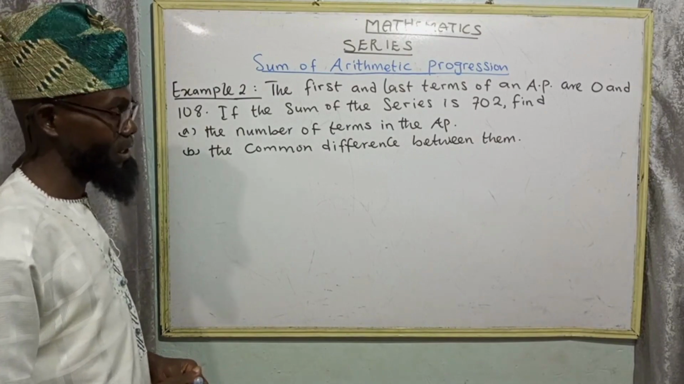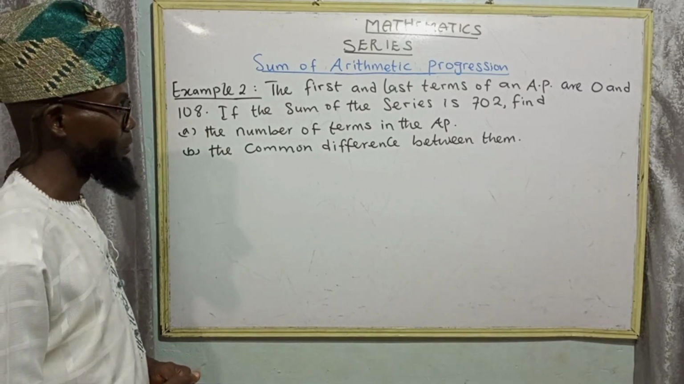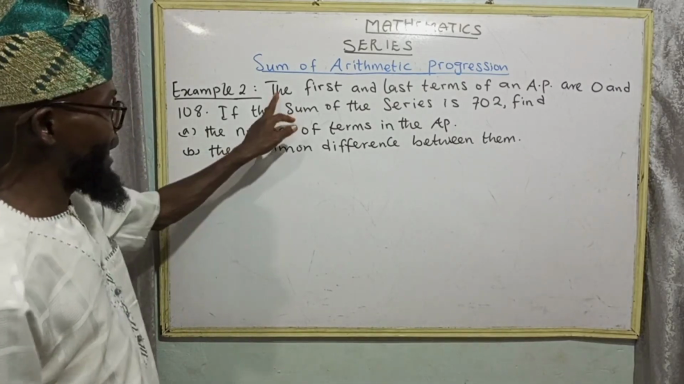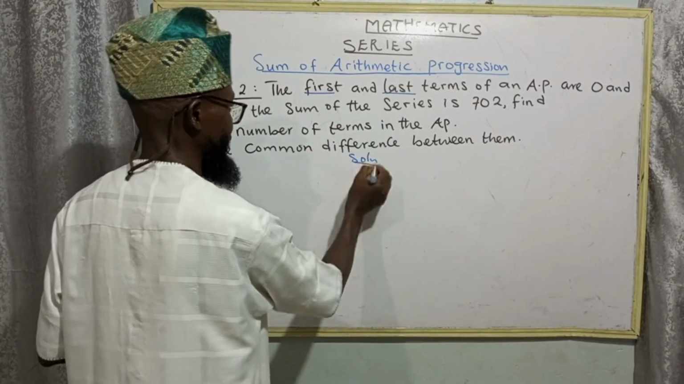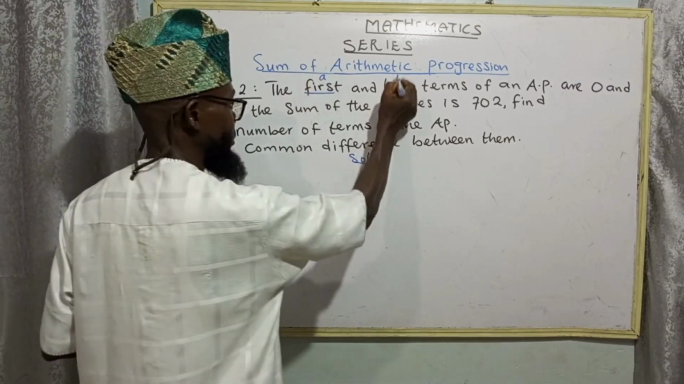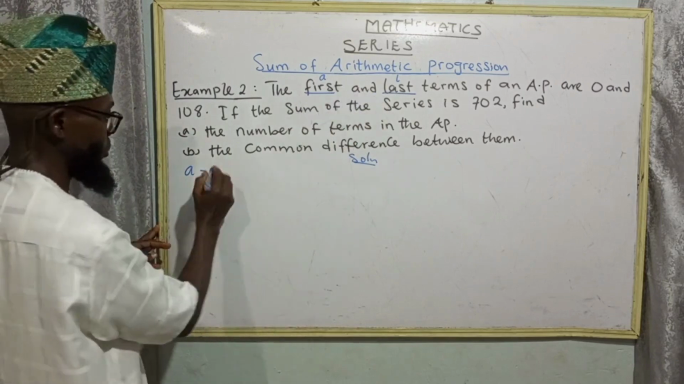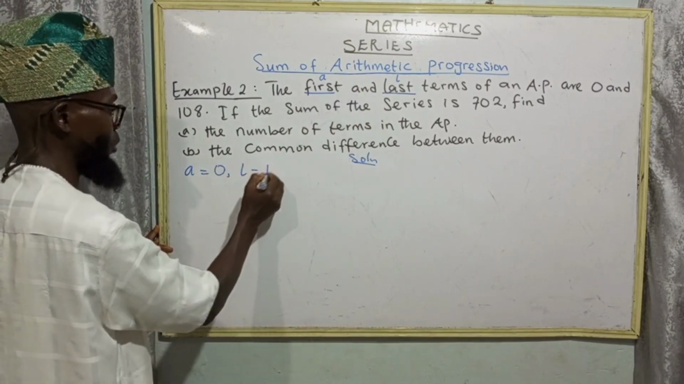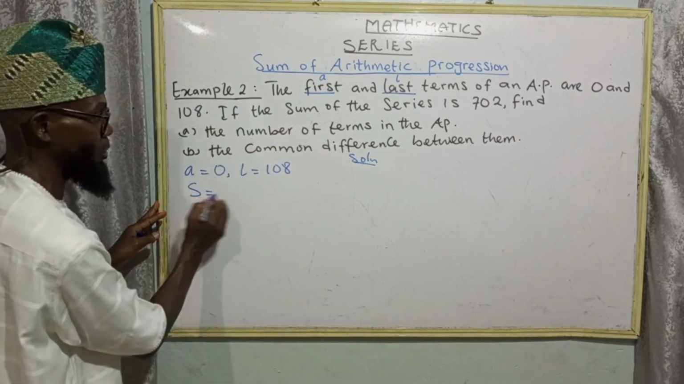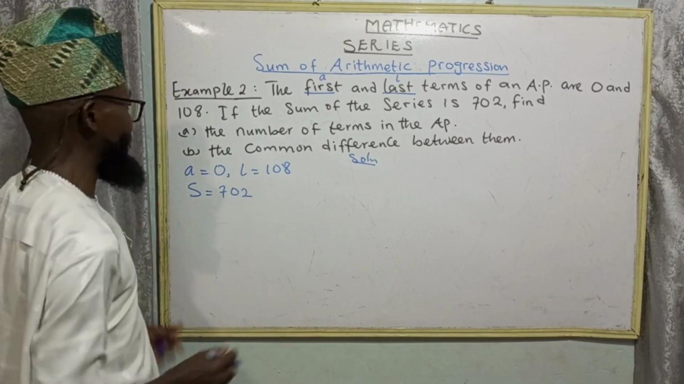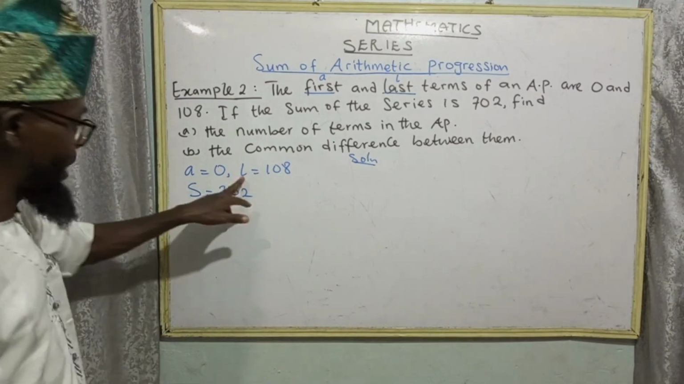Example 2. The first and last terms of an arithmetic progression are 0 and 108. If the sum of the series is 702, find question A, the number of terms in the AP. Here, they said the first and last term. First, don't forget, noted as A, last term as L. So first term, A, equals 0. Our last term equals 108. So if the sum of the series S equals 702, find question A, the number of terms of the AP.